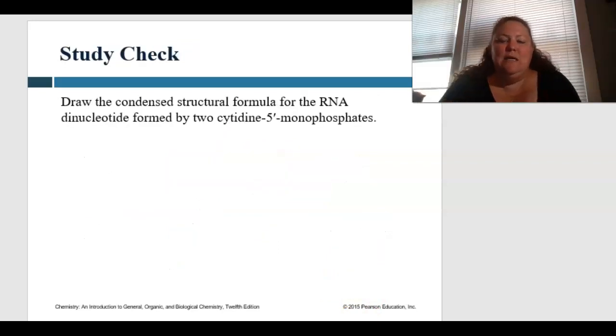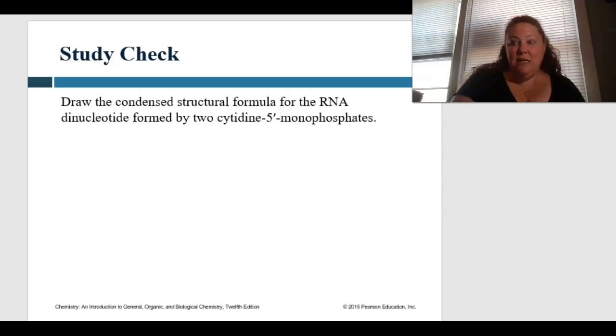So looking at the study check, let's draw the condensed structural formula for the RNA dinucleotide that's formed by 2 cytidine 5' monophosphates. That is a mouthful. All right, so pause me and come back.